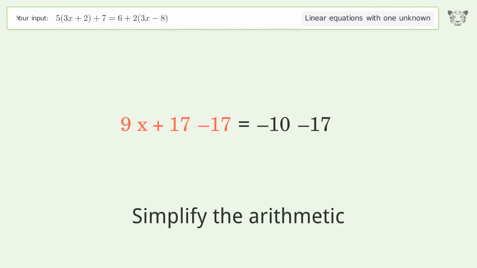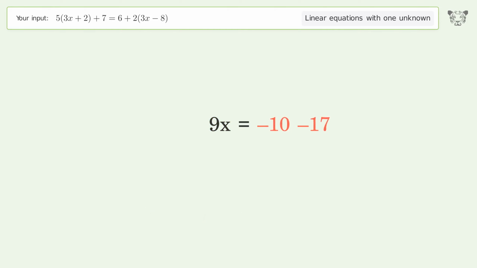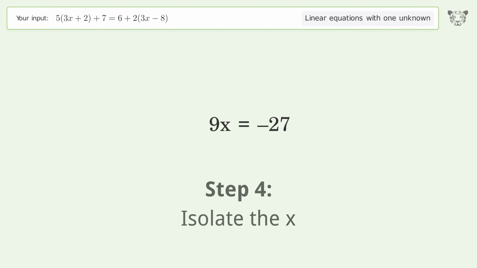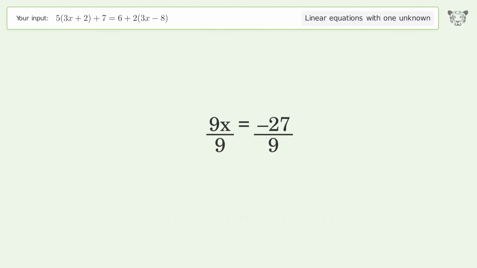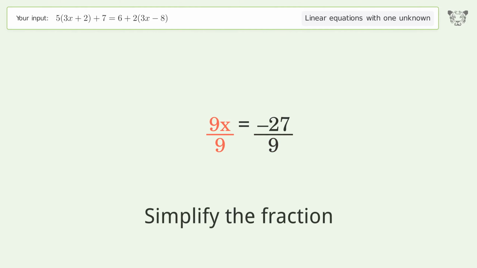Simplify the arithmetic. Isolate the x. Divide both sides by 9. Simplify the fraction.